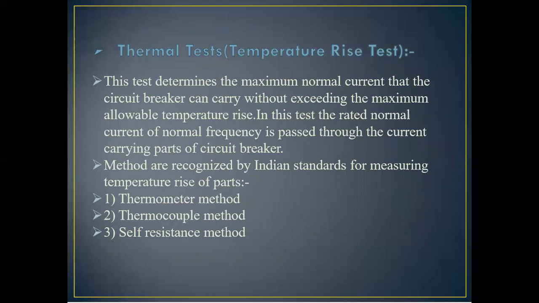In thermal test or temperature rise test, this test determines the maximum normal current that the circuit breaker can carry without exceeding the maximum allowable temperature rise. In this test, the rated normal current of normal frequency is passed through the current carrying parts of the circuit breaker. The methods recognized by Indian standard for measuring temperature rise of parts are the thermometer method, second the thermocouple method, and third the self-resistance method. These are recognized by the Indian standard for measuring the temperature rise of various parts of circuit breakers.